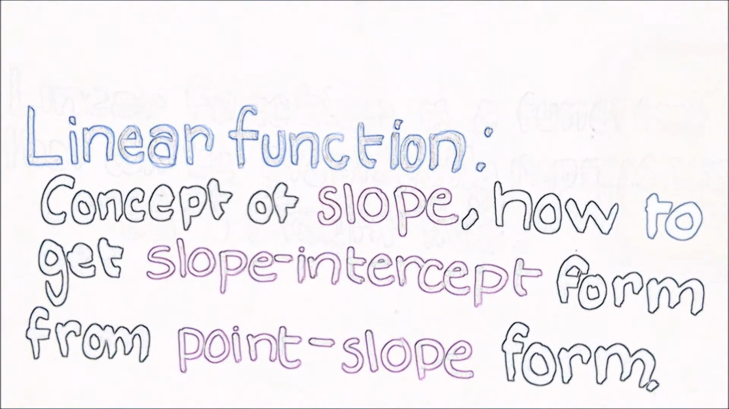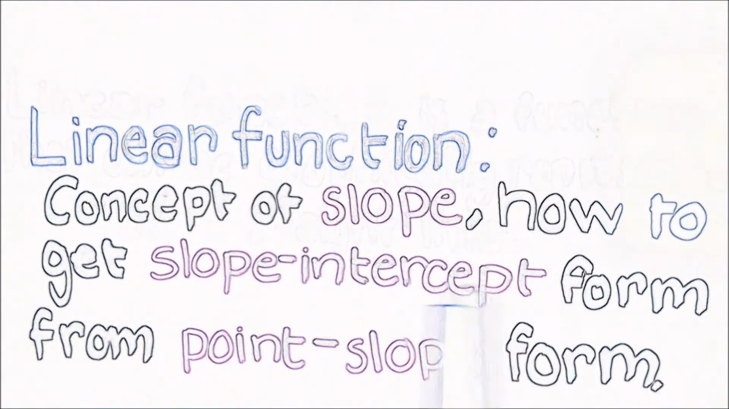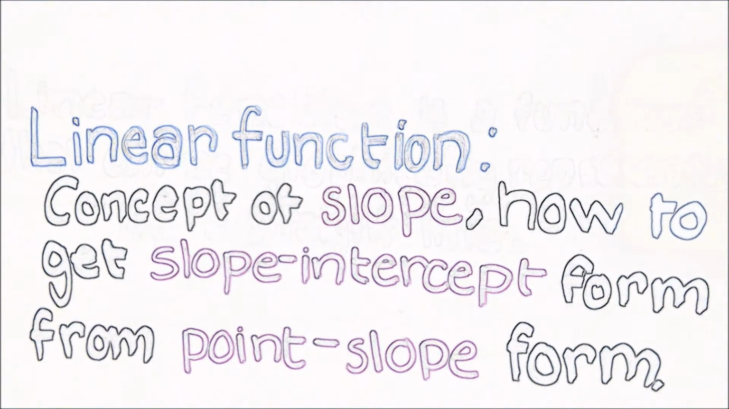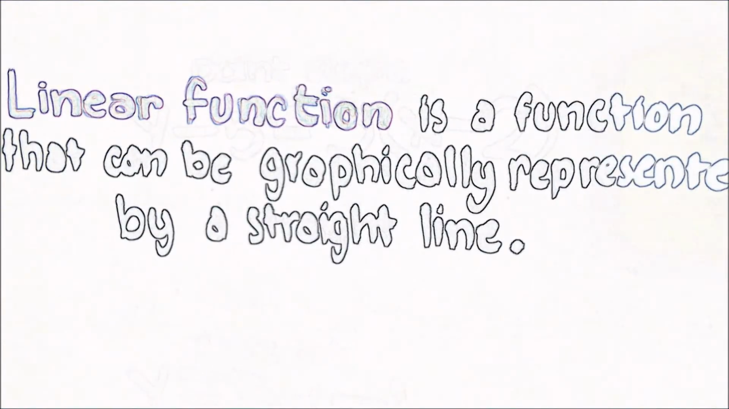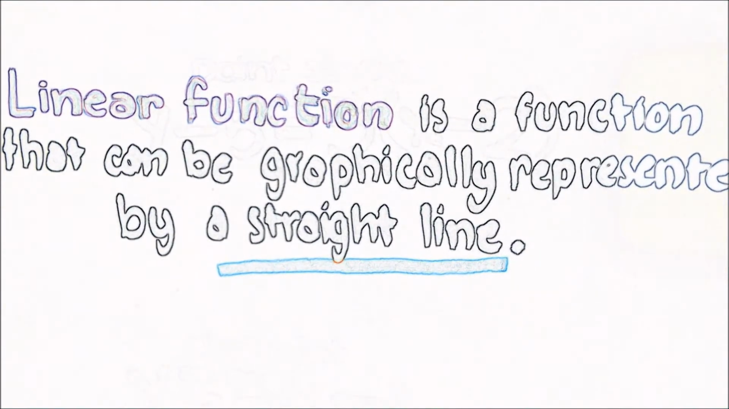Hello, our topic today is linear function, concept of slope, and how to get slope-intercept form from point-slope form. First of all, we need to define what a linear function is and how it is represented on a graph. A linear function is a function that can be graphically represented by a straight line. In order to identify a linear function in a Cartesian plane, you just need to remember that the graph of a linear function is always a straight line.